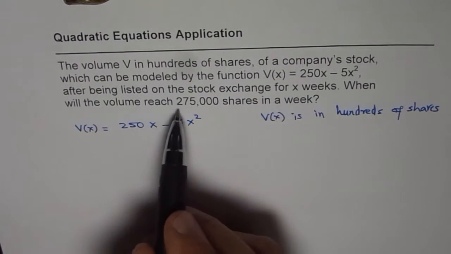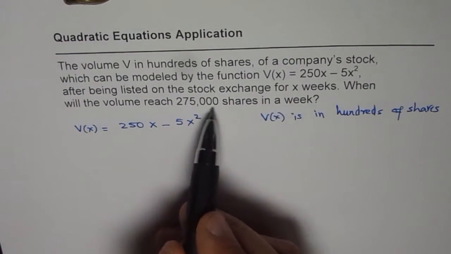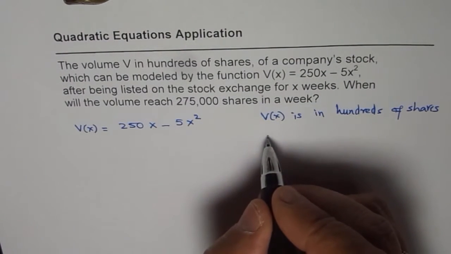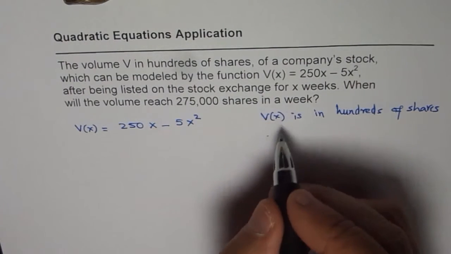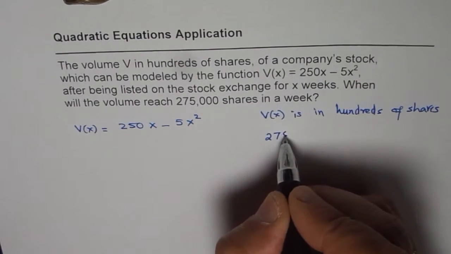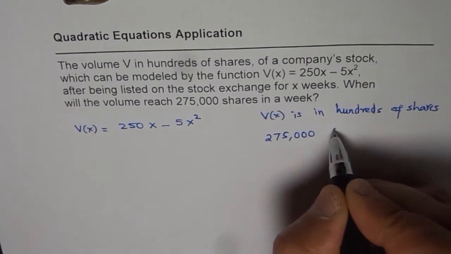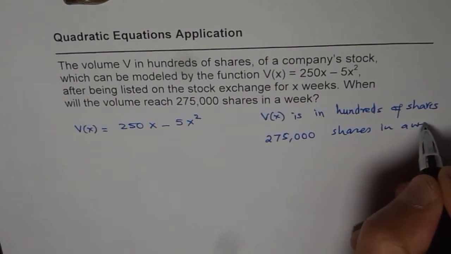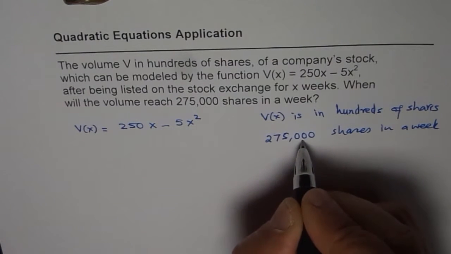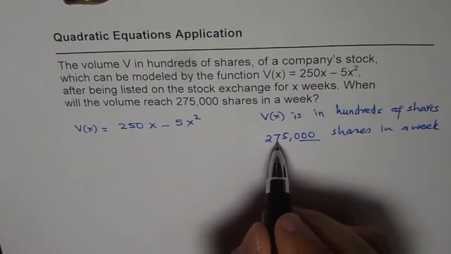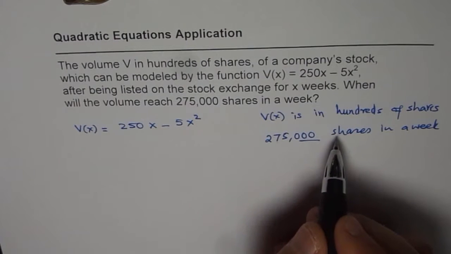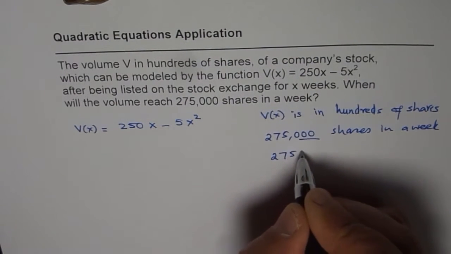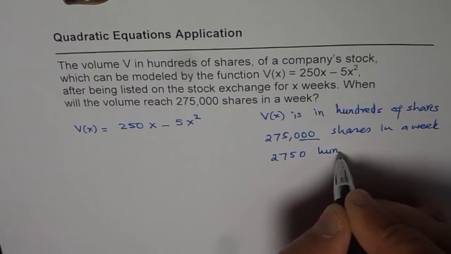When will the volume reach 275,000 shares in a week? So we are looking for 275,000 shares in a week. Now how many hundreds is it? It is 275,000 shares. Do you see? V of x is in hundreds of shares. That means 275,000 shares.